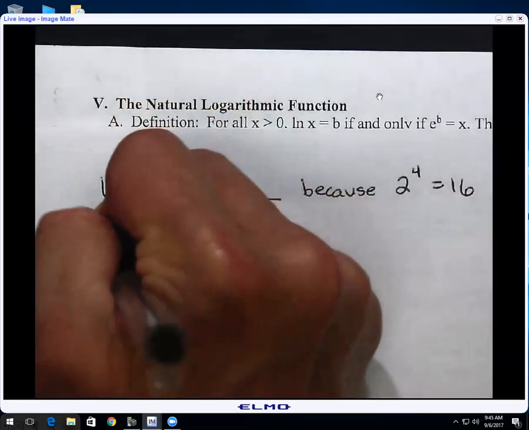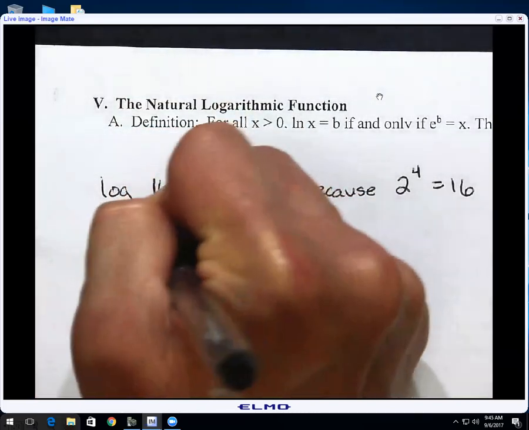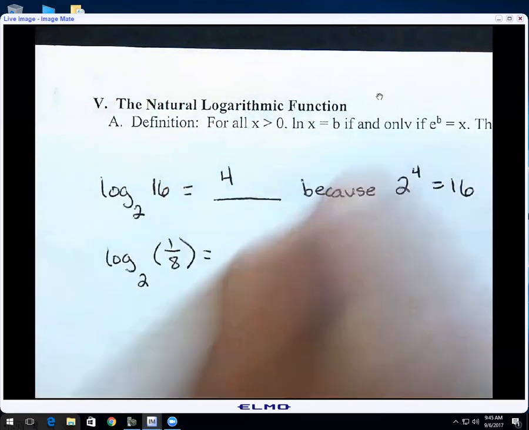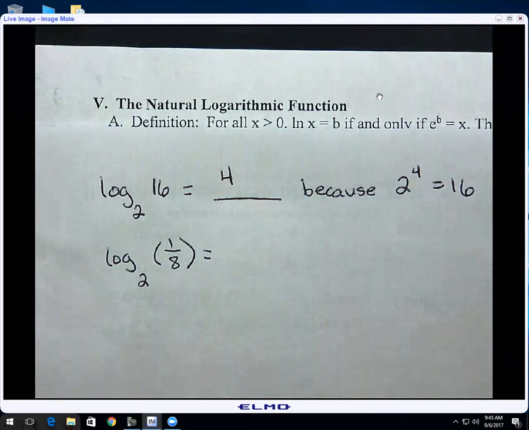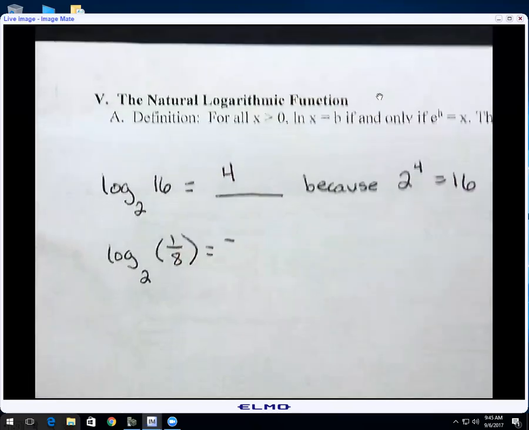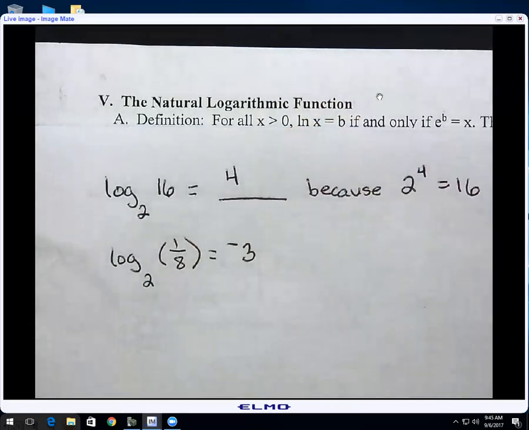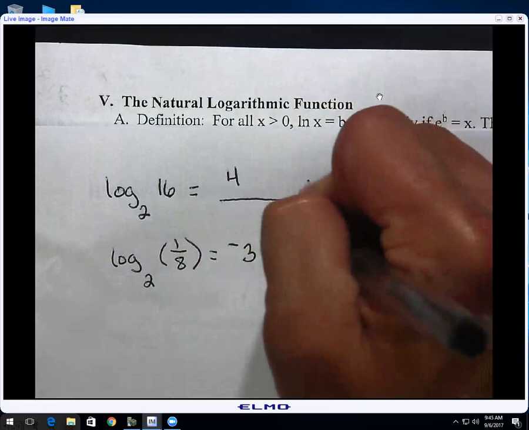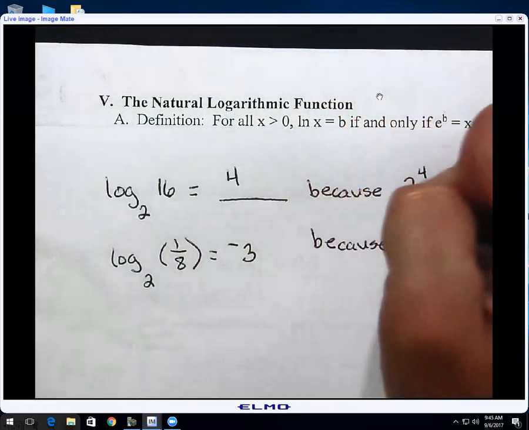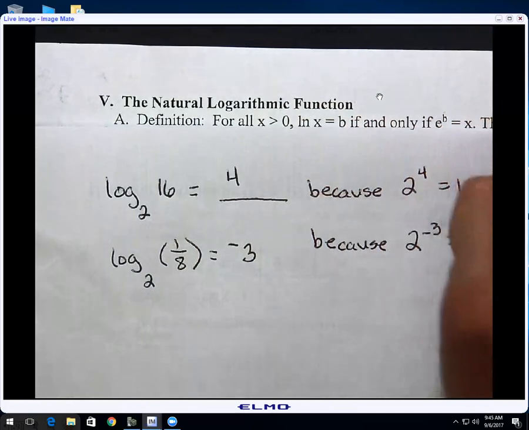So what if I said log base 2 of 1/8? What would that be? You're squinting real hard and thinking, what exponent of 2 could give me 1/8? Well, the only way an exponent of 2 is going to give me something smaller than 2 is if it's negative. And then what power of 2 would give me 8? 3. So log base 2 of 1/8 is -3 because 2 to the -3 gives you 1/8.